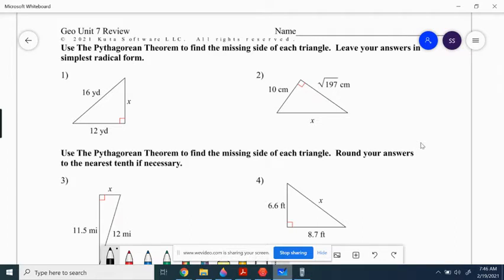All right, so I'll look at number 1 here. Remember, Pythagorean theorem is a squared plus b squared equals c squared, and the hypotenuse, the side length that is across from the right angle, has to be the c term. Okay, so for this one here, I'm going to set up 16 squared is equal to 12 squared plus x squared, and now I'm going to go ahead and solve for x.